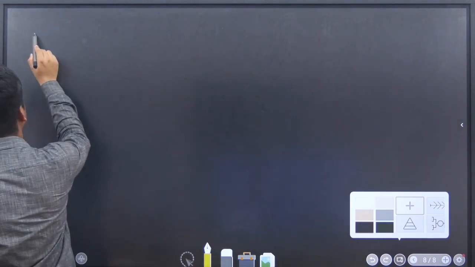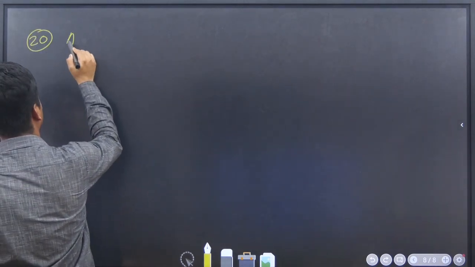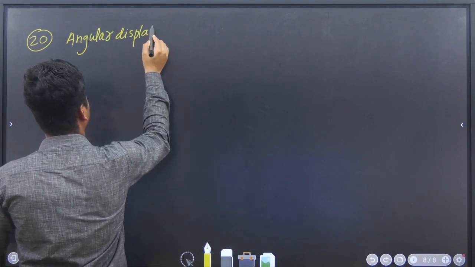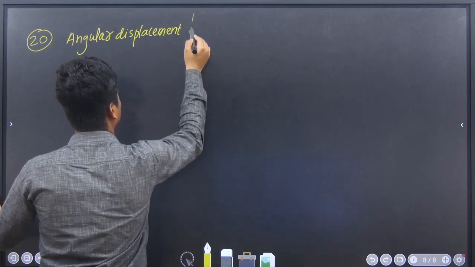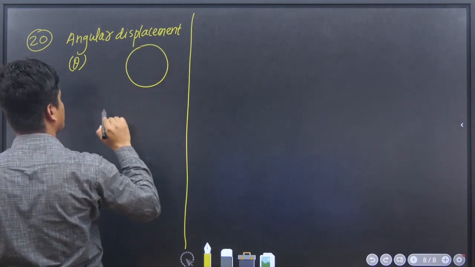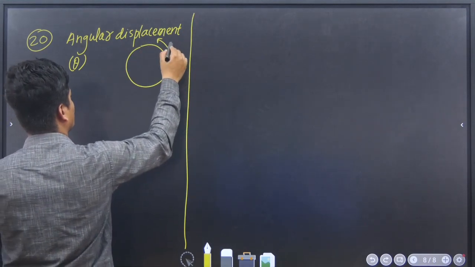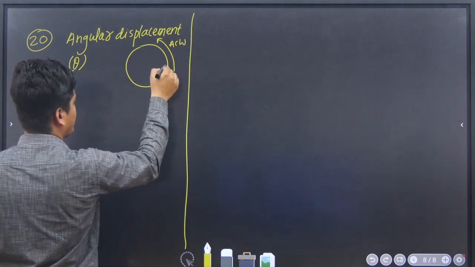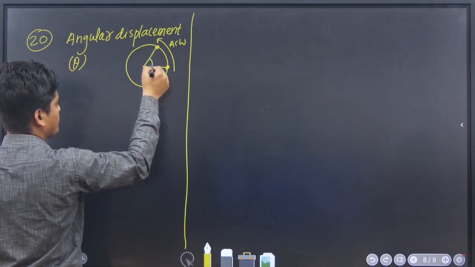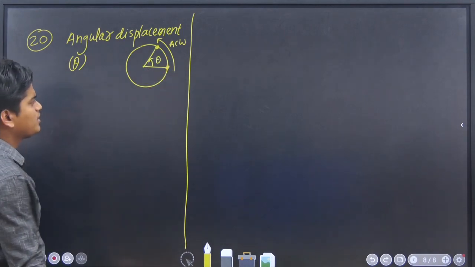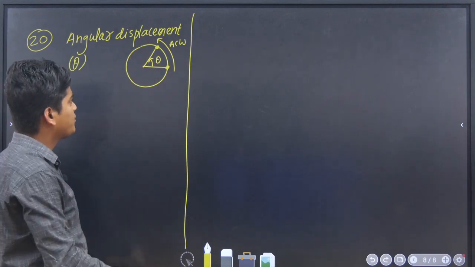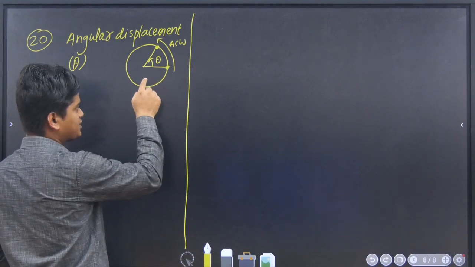Now I will write here 20. First rotational quantity, let me write: angular displacement. So what is angular displacement? Angular displacement is basically given by theta. Whenever a circle is there and a particle is rotating, suppose anti-clockwise, the particle is here, and after a certain interval of time it goes here. So it makes some plane angle from this horizontal axis. This theta is basically called angular displacement.